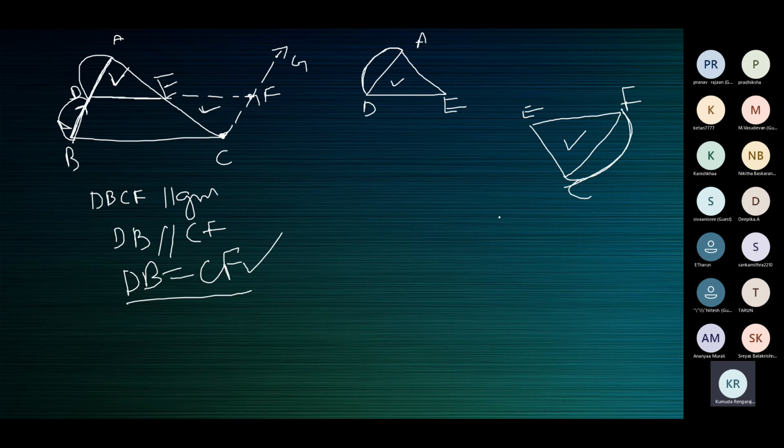So that means you cannot use the SSS congruence criterion, because SSS means all three sides must be equal. But here we have to prove that AD is equal to CF. That means you cannot use SSS. You cannot use RHS either, because you don't know if these two triangles are right triangles.